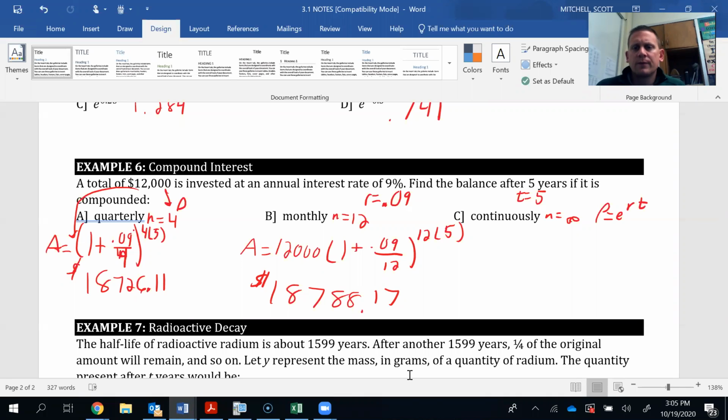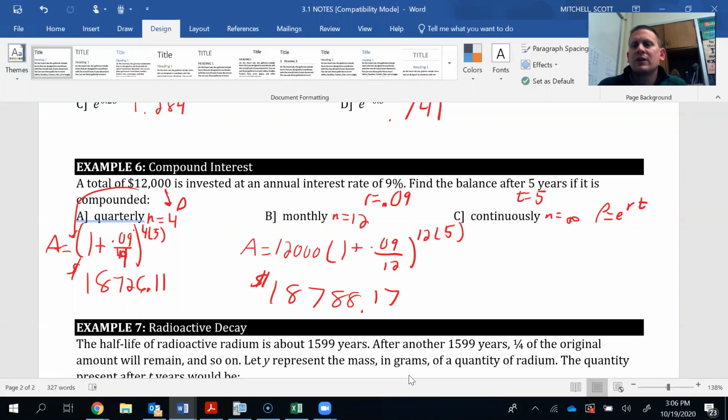Some do it quarterly. If you're talking about stocks, they don't usually grow on a set certain amount. But stocks change continuously, but that's not a straight equation versus a bank account. So now we look at the letter C. We have continuously. So we're going to do N as infinity. So you can't plug infinity in here. So we have a new formula.